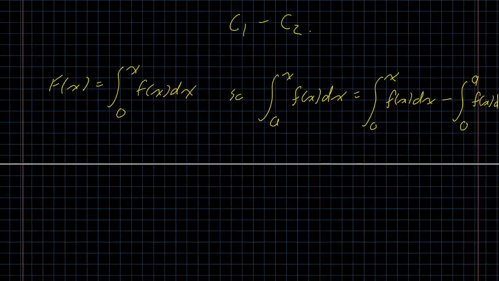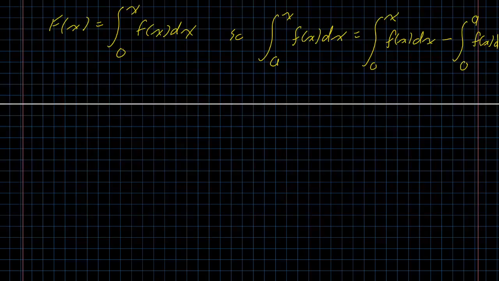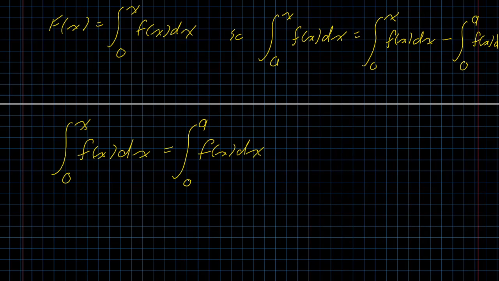Sorry, I ran out of room there at the end of that, so let me try rewriting that on a new line. We know that big F of x we set up as the integral from 0 to x of f of x dx. So we can break that up. The integral from 0 to x of f of x dx is equal to the integral from 0 to a of f of x dx plus the integral from a to x of f of x dx.